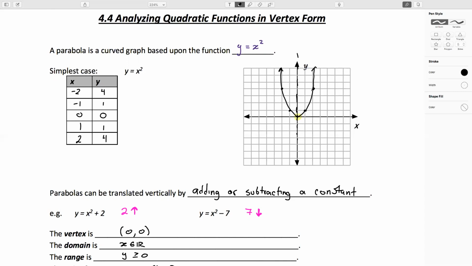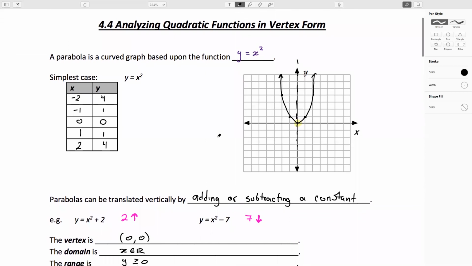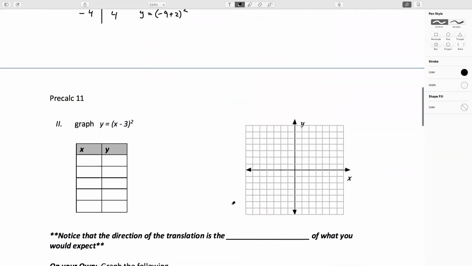You don't really need to have all these extra points. This is how I graph most parabolas. If there's a stretch, sometimes a table of values is required. But if there's not, this is much, much simpler. So for example, in this case, I'm going to scrap this.